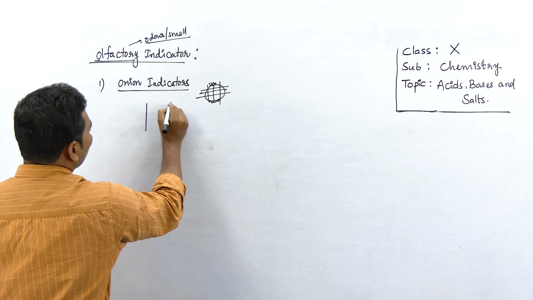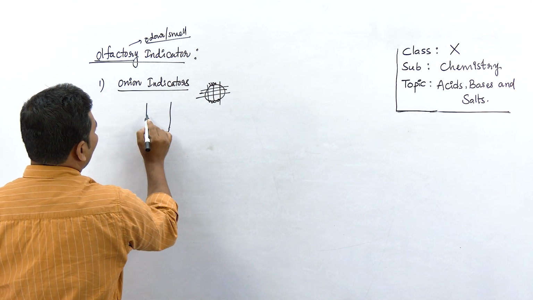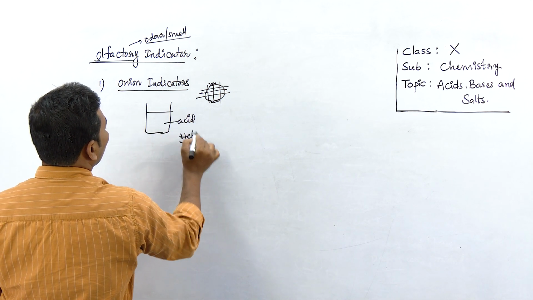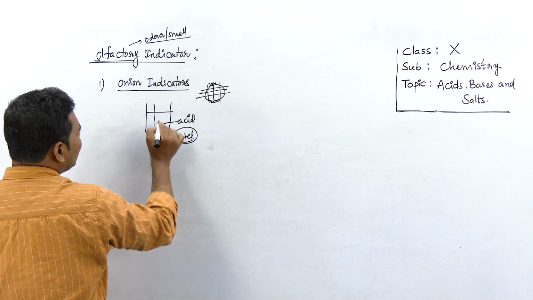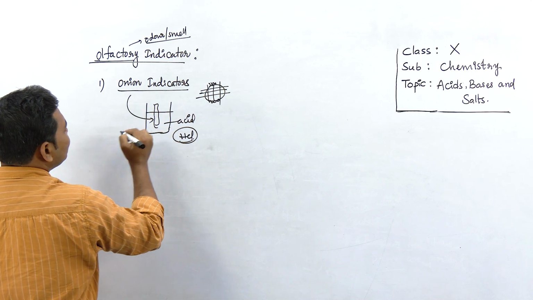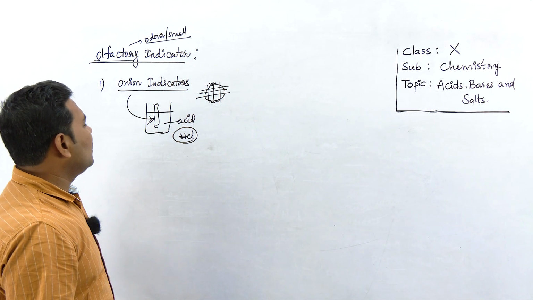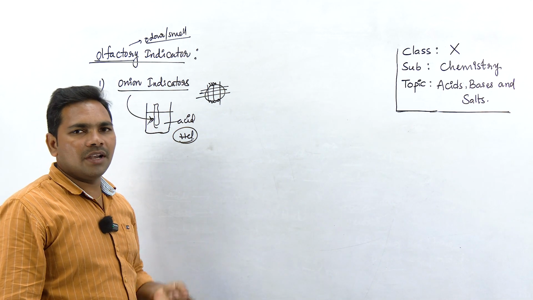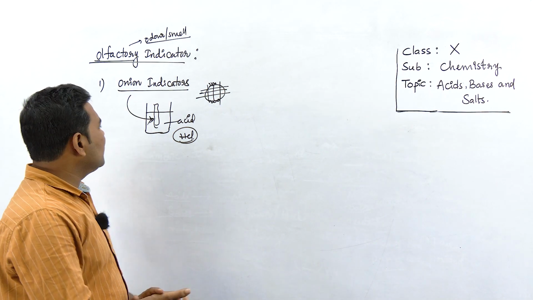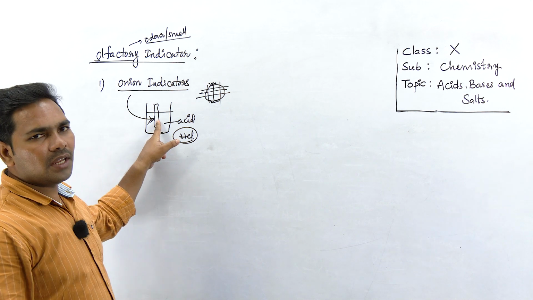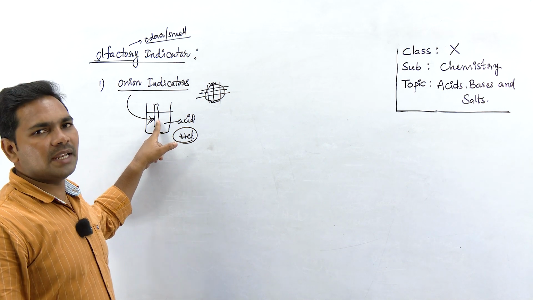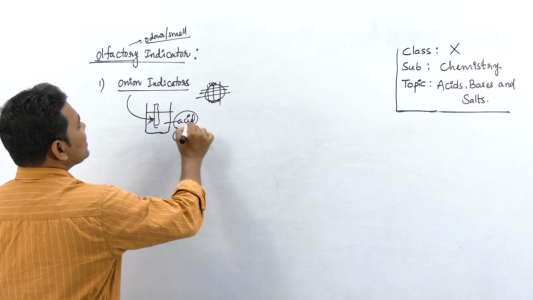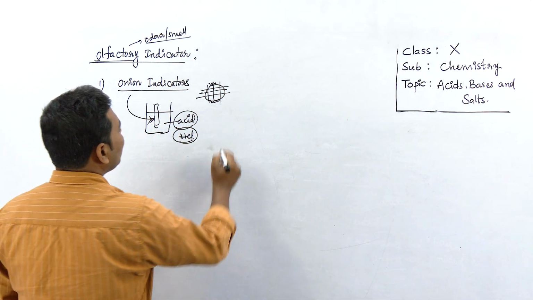For that, what do we do? We just take an acid solution, for example dilute hydrochloric acid. We dip a strip of onion indicator in it. Then we take it out from the solution, and if you smell it, if this strip of onion cloth still smells like onion, then the given solution is acid, or neutral.